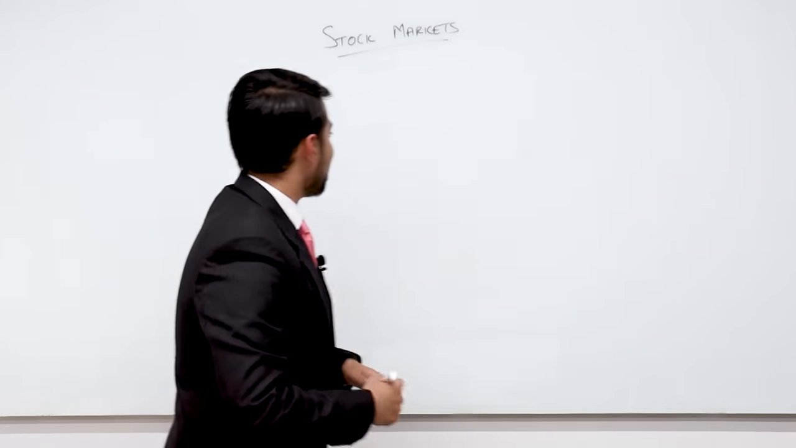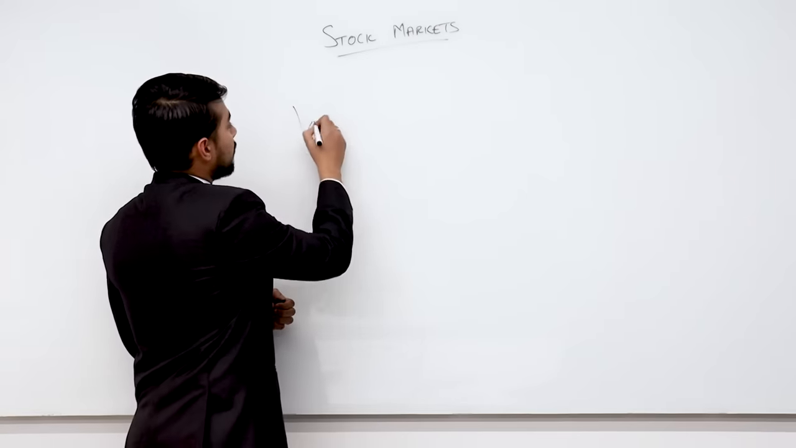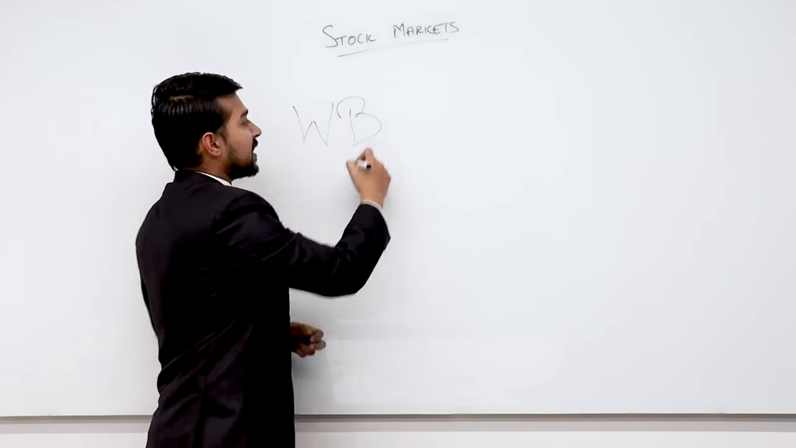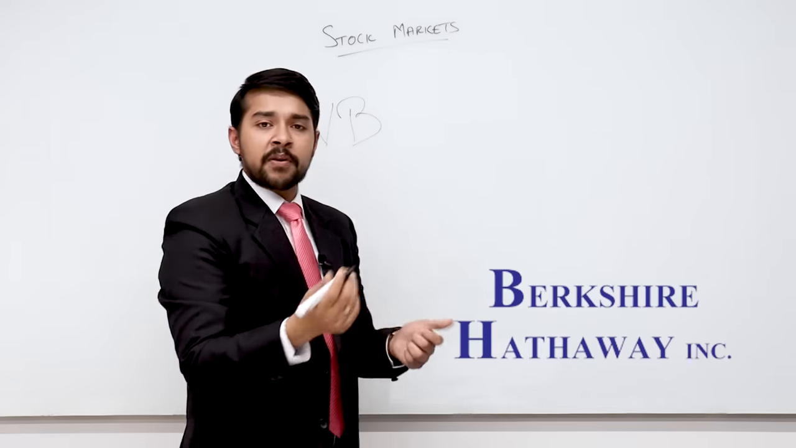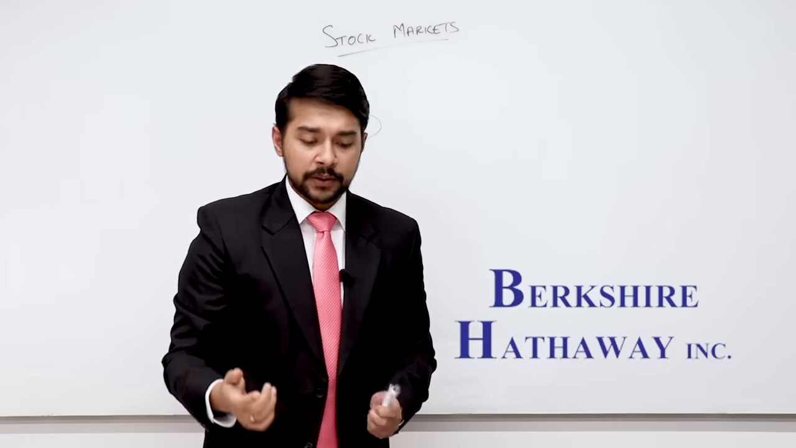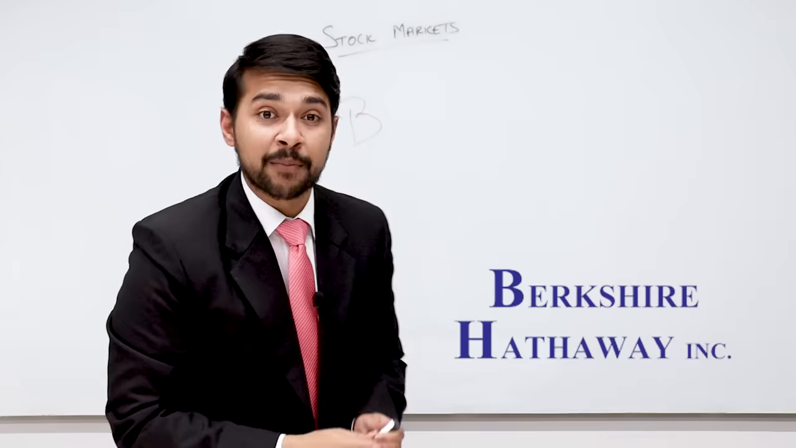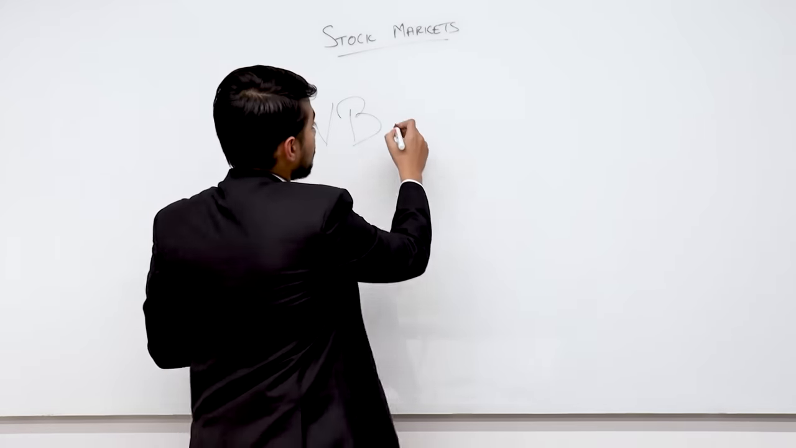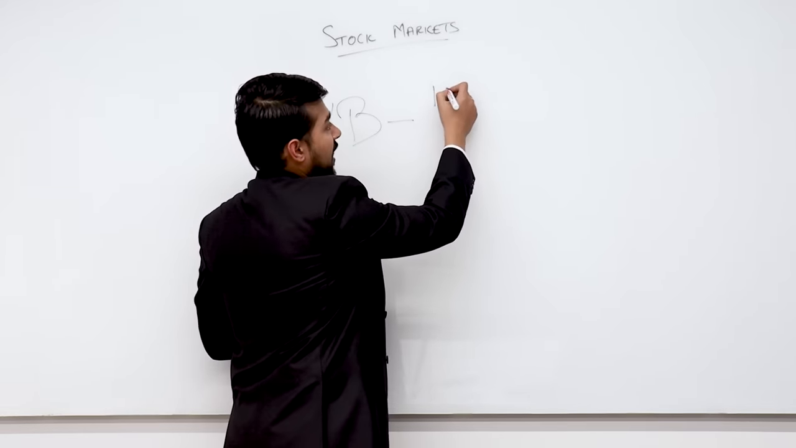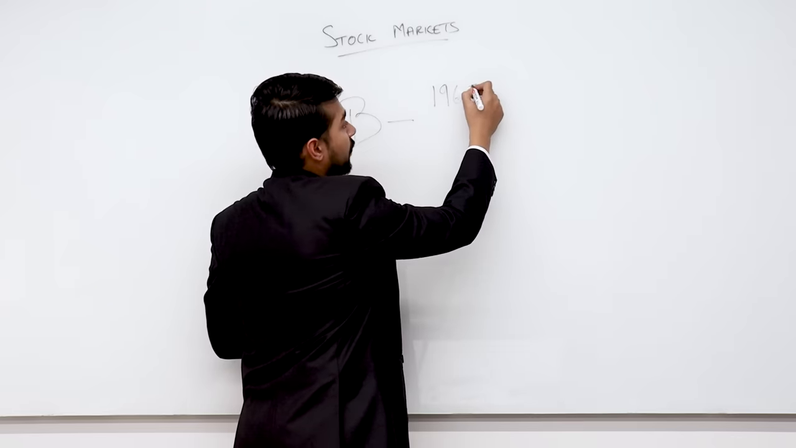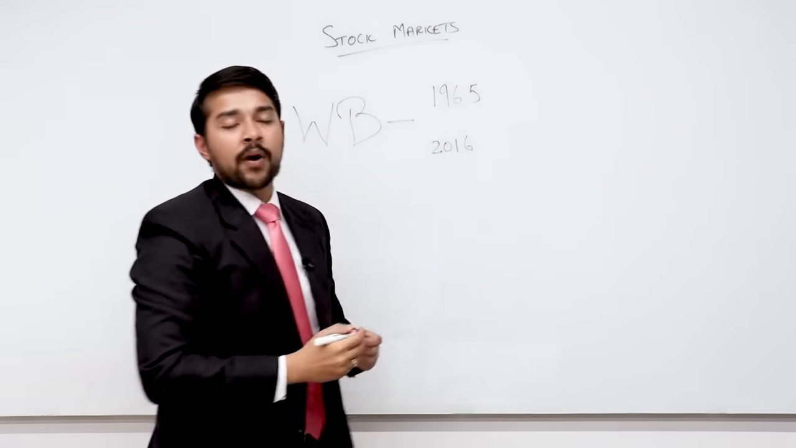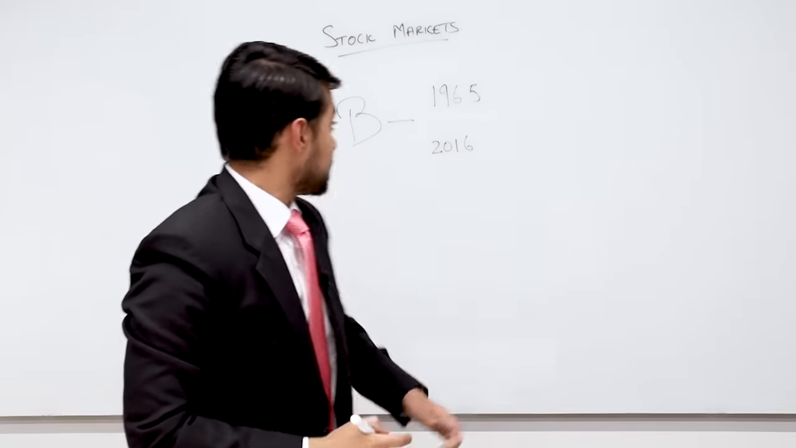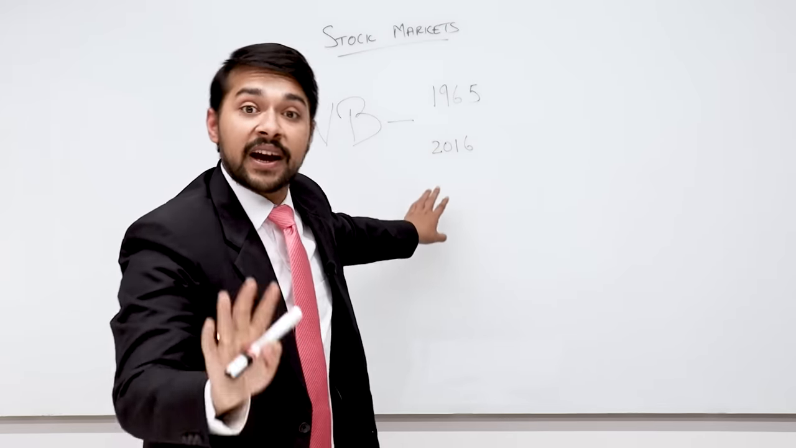Okay. Now, we were talking about Warren Buffett as an example. Now, Warren Buffett's company by the name of Berkshire Hathaway. Now, I'm sure bahut logo ko pata hoga, but that Warren Buffett company is by the name of Berkshire Hathaway. Now, if we analyze Berkshire Hathaway, from 1965 to 2016. Why am I taking this frame? Because mere paas data 1965 to 2016 ka hi hai.